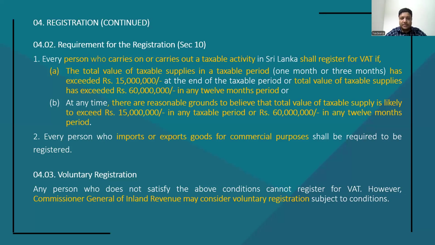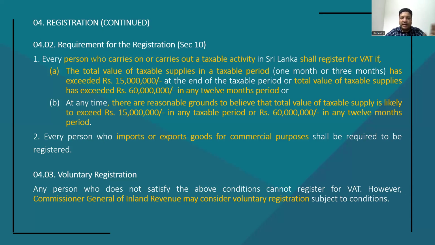not exempt supplies, total value of taxable supplies in a taxable period, could be a 1 month or 3 month period, has exceeded 15 million at the end of the taxable period, or total value of taxable supplies has exceeded 60 million in any 12 months period. Right. Or B, at any time, there are reasonable grounds to believe that the total value of taxable supply is likely to exceed 15 million in any taxable period or 60 million in any 12 months period.